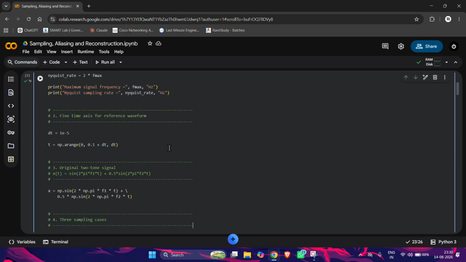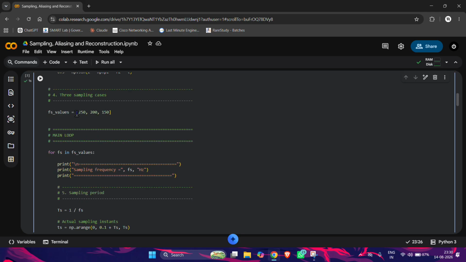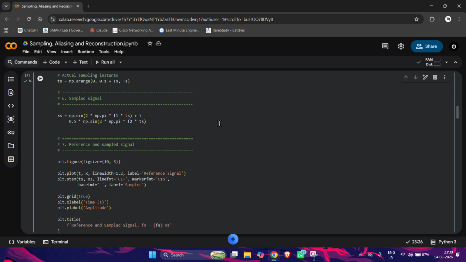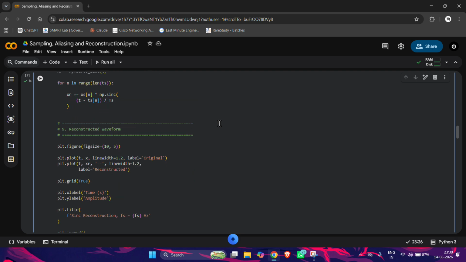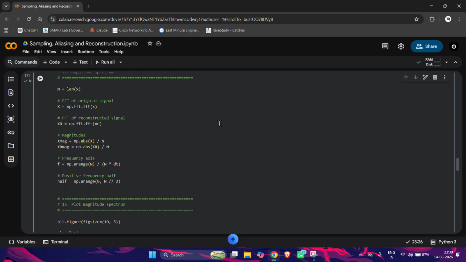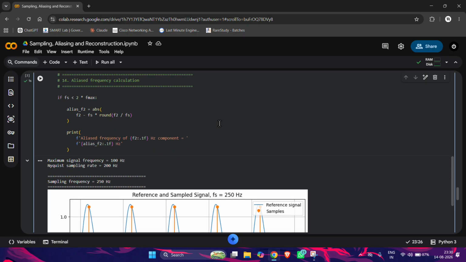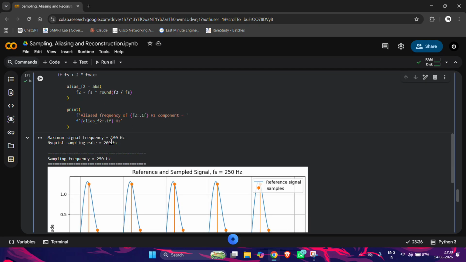Now you will easily get to know why I have taken such random values like 250, 200 and 150, because there are some reasons which I will be explaining later on. Now the case 1 for 250 hertz. I will be scrolling down to the bottom so that I can show you the waveforms which I obtained while taking the maximum frequency as 100, so that the Nyquist sampling rate becomes 200 hertz, and where we included 3 such values: 250 hertz, 200 hertz and 150 hertz.